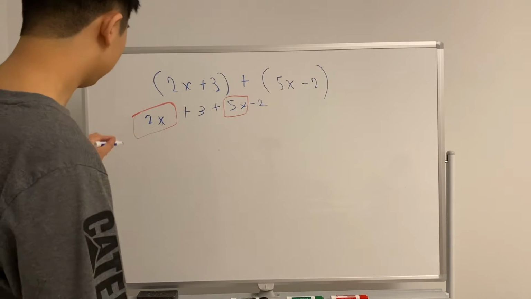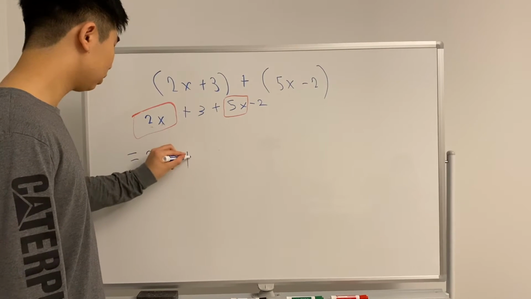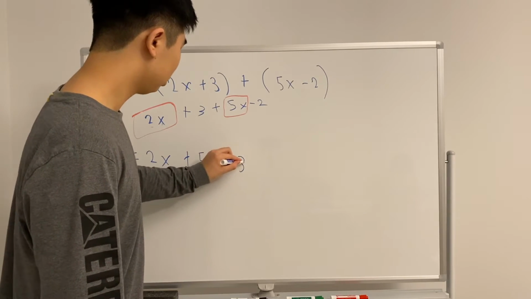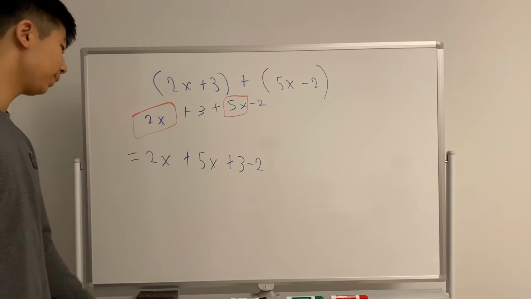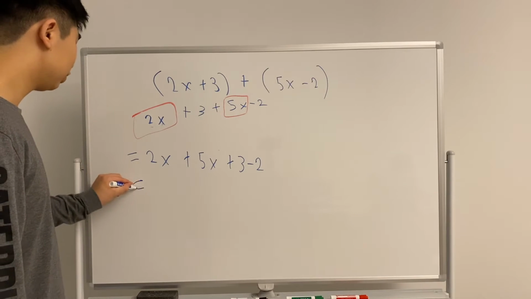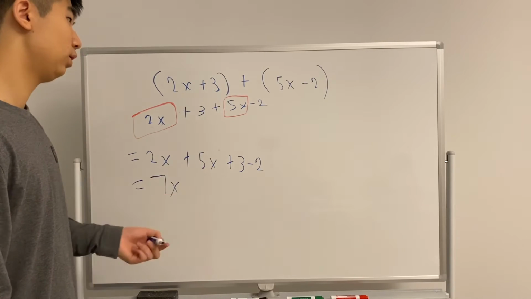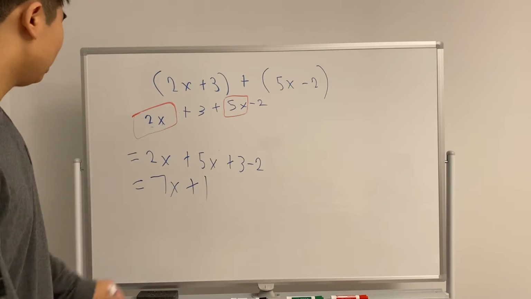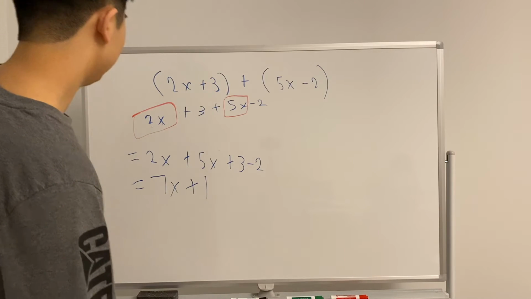So I'm going to rewrite this equation out again. This is equal to 2x plus 5x plus 3 minus 2. I haven't changed anything, I've just rewritten this in a different order. And now that we know what our like terms are, we can add them. So what's 2x plus 5x? Just 7x. And 3 minus 2 is 1, so positive 1, plus 1. So that's the answer. And you cannot simplify this any further because we do not know what x is. So that is our final answer.